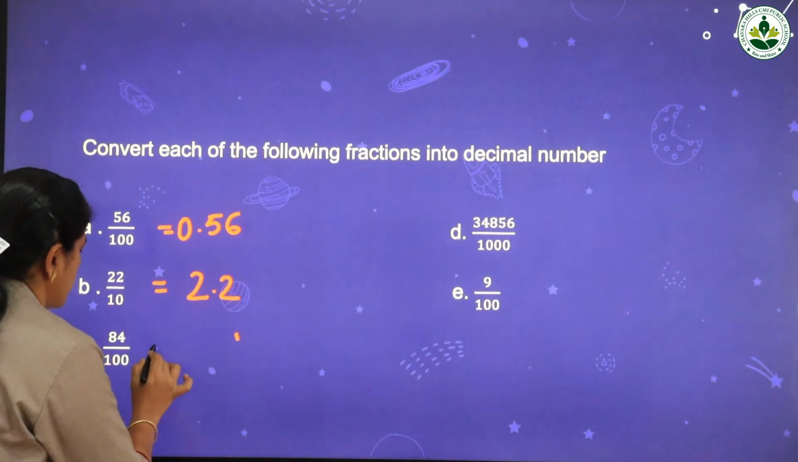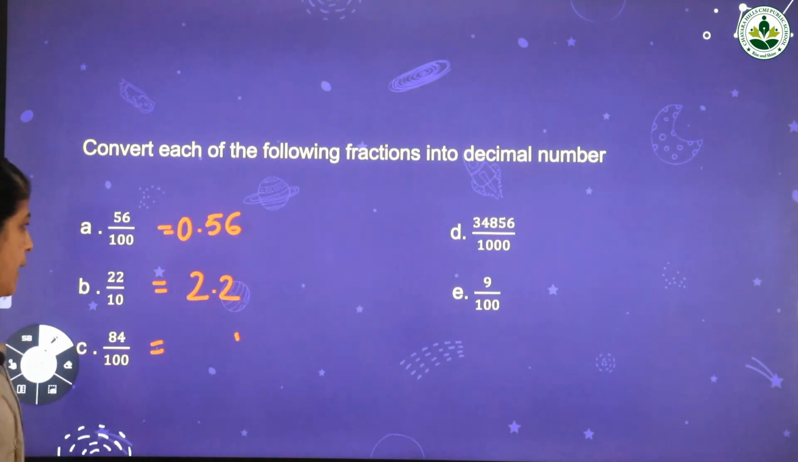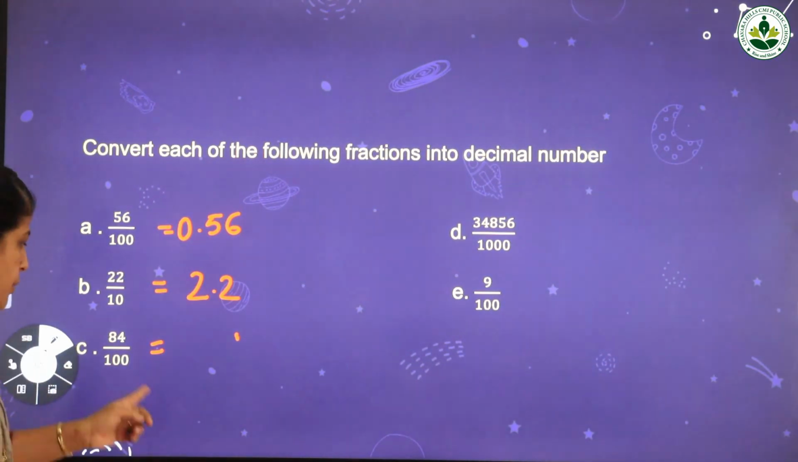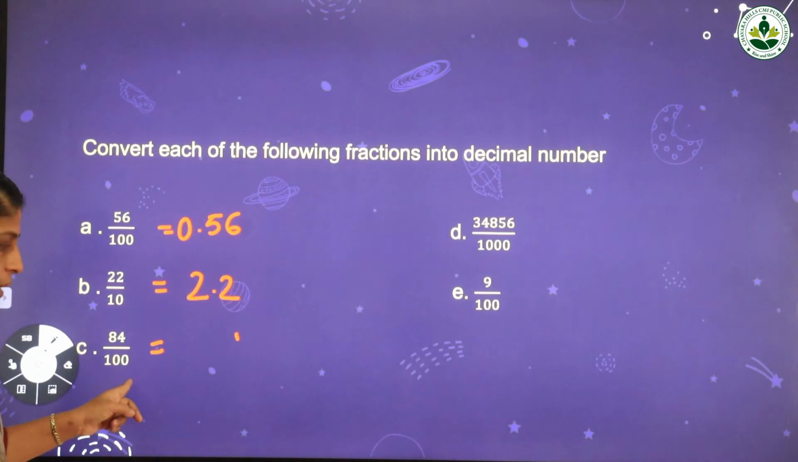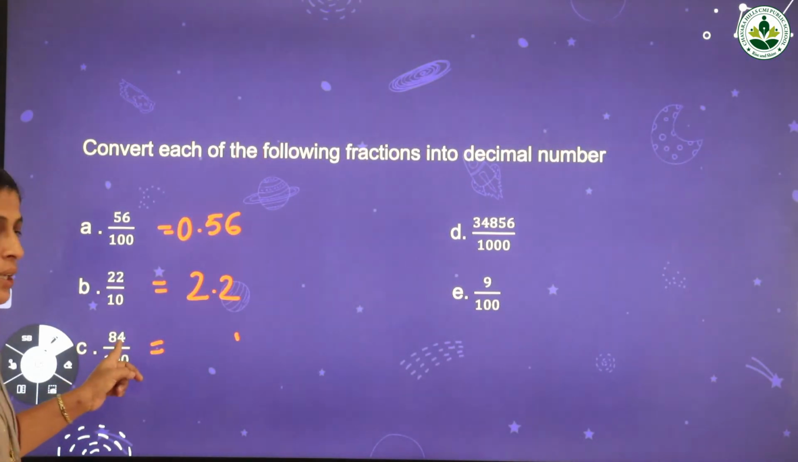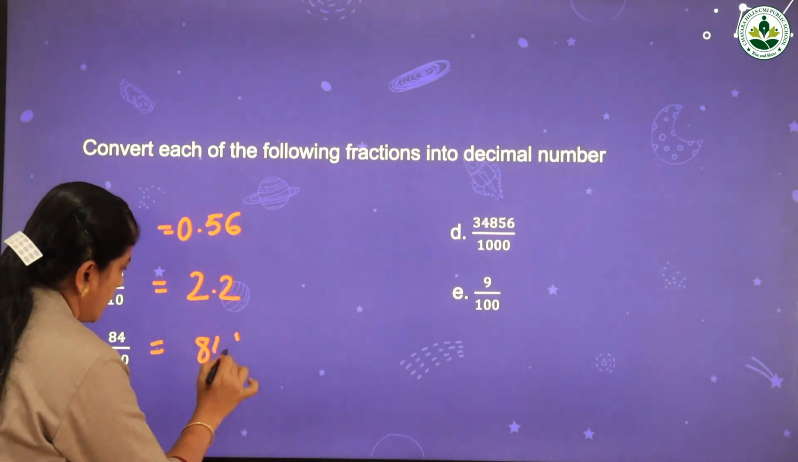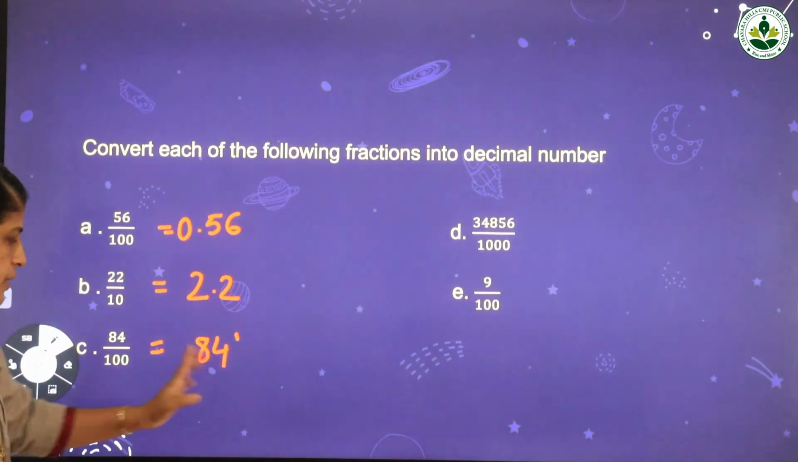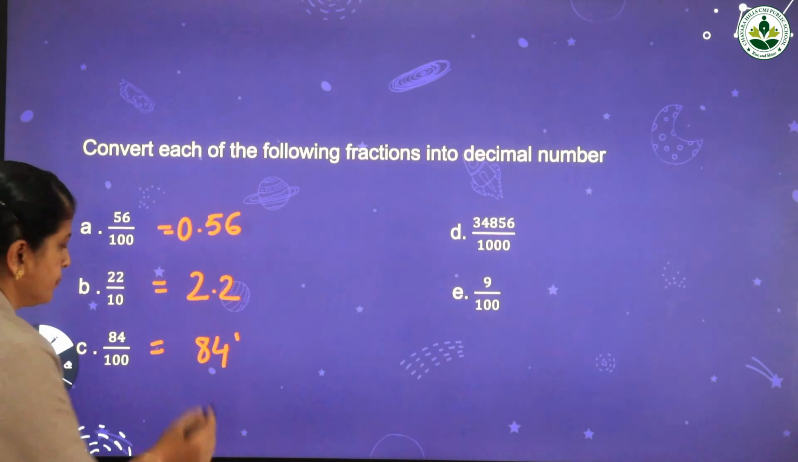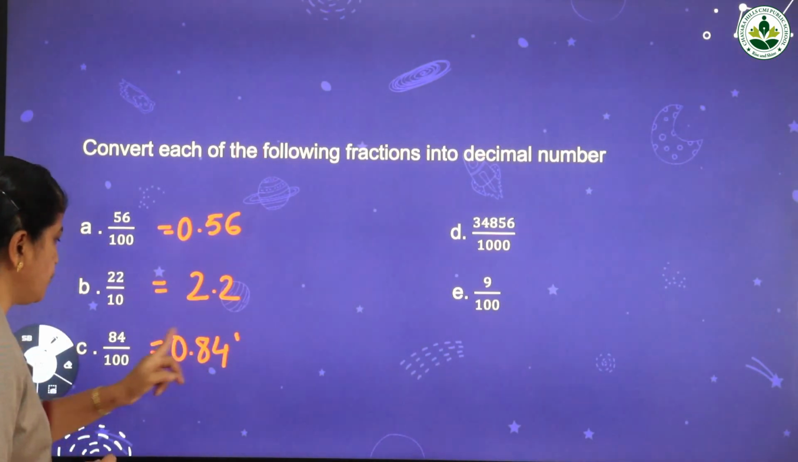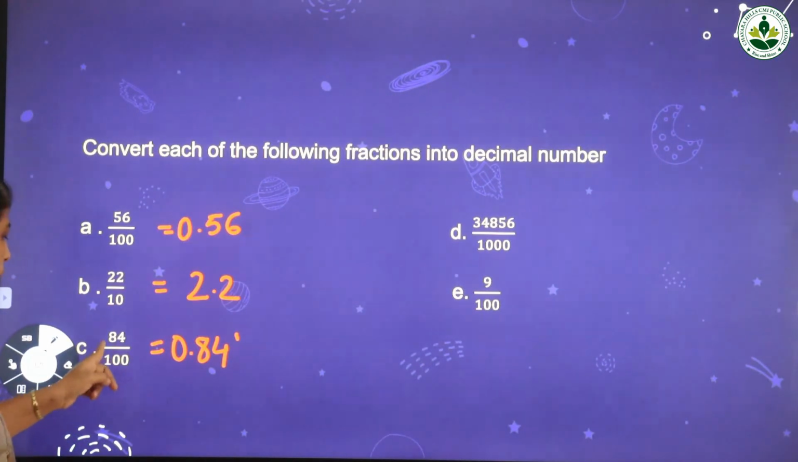Then the next question is 84 by 100. How many digits should be there after the decimal point? There are 2 zeros in the denominator. Therefore, there should be 2 digits after the decimal point. That is, the number in the numerator is 84. Write that one. Then put a point. Then put 0. Therefore, 0.84 is the decimal number equal to 84 by 100.